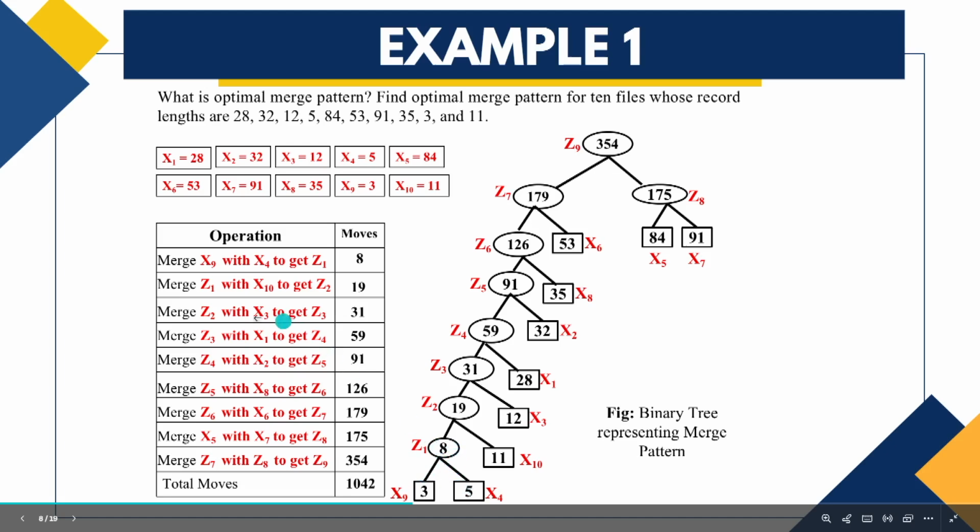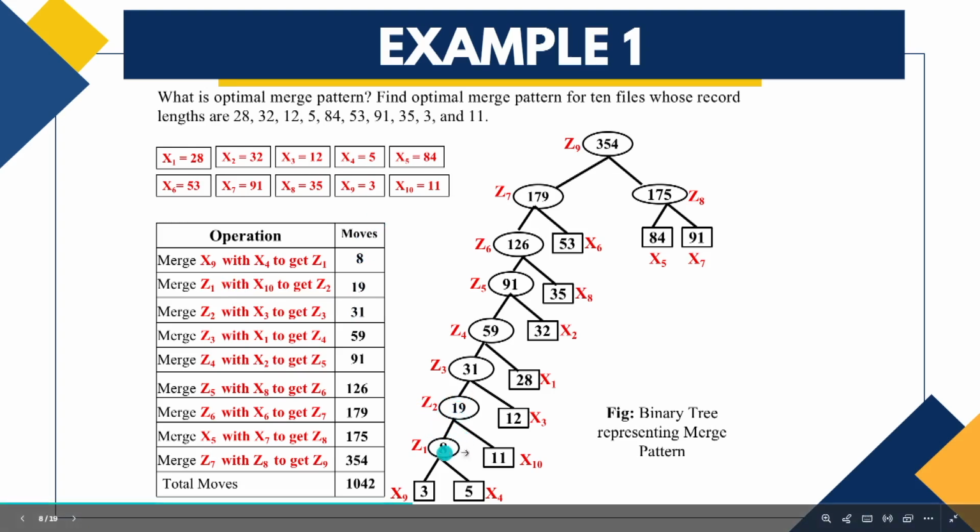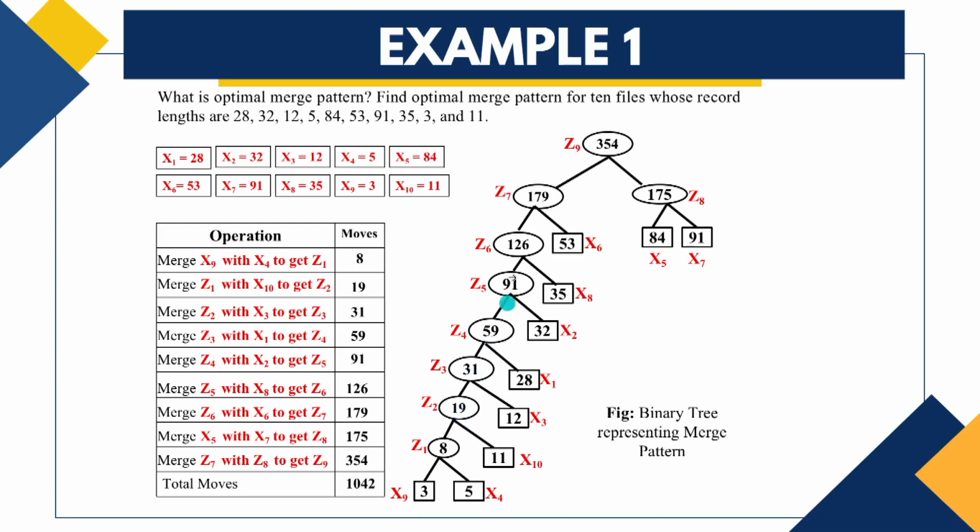So 3 and 5 has resulted in a new root, which is 8 here. And then we merge file x10 with the resultant. The number of records in file x10 is 11. So 11 plus 8 is 19, and so we have created a new root in this binary tree, and the resultant as well as the file x10 have become its children. Likewise we have merged 2 files at a time, and that is how we have constructed this binary tree.